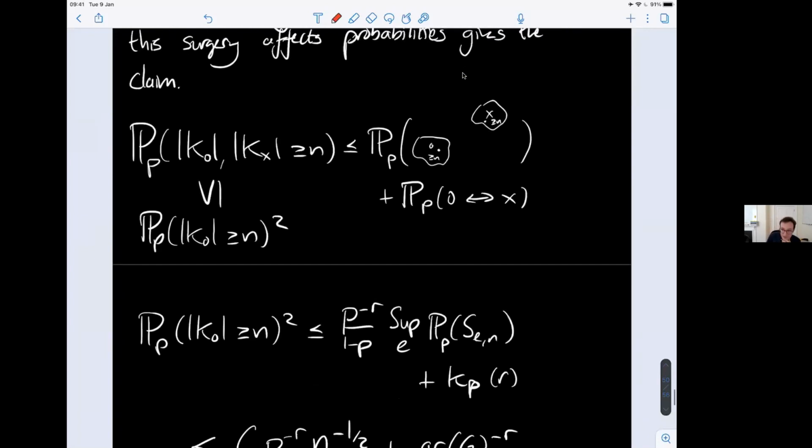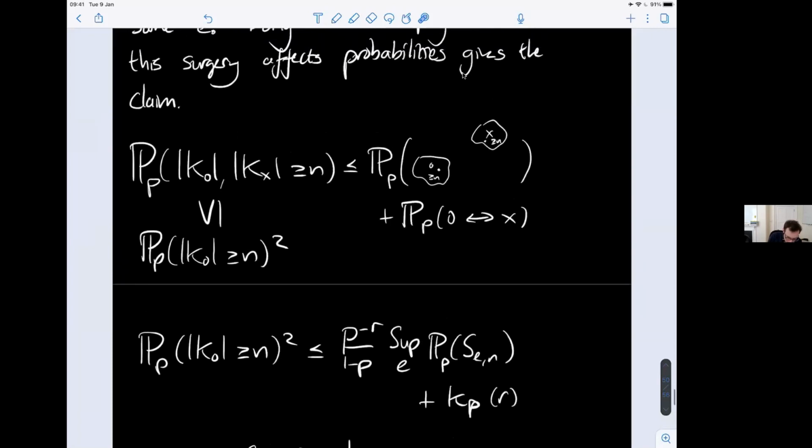So what's the next step? What we're going to do is take the origin and x to be two vertices, and we'll look at this event that both of their clusters are large. I'm not requiring them to be distinct in this event. So this is just the intersection of the event that the cluster of the origin is large and the cluster of x is large. These are both increasing events, they're positively correlated, so I can bound this below by the square.